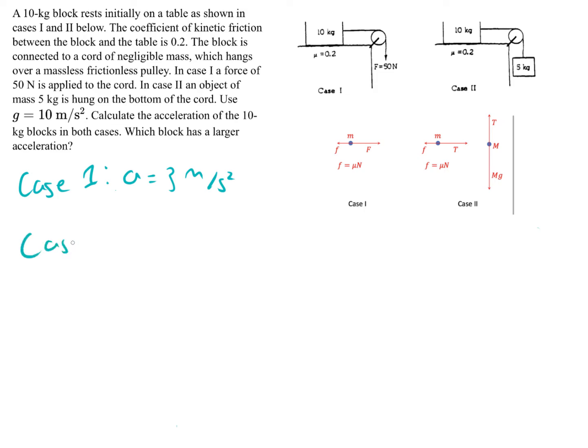Now we need to figure out case 2. Not going to write this yet. So let's look at our free body diagrams. For the first object, the block on the table is still the same. You have the tension minus the force of friction is equal to the mass times acceleration, which is the same thing as this.